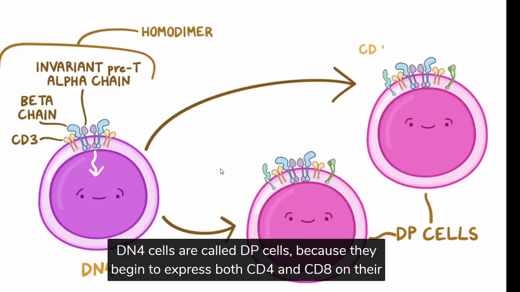And the daughter cells of the rapidly proliferating DN cells are called DP cells, because they start to express both CD4 and CD8 on their surface.